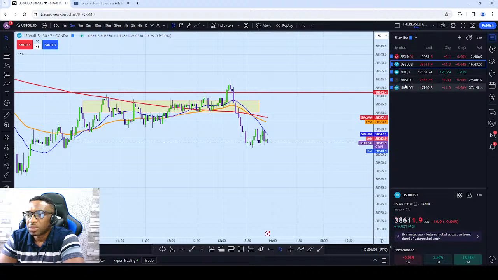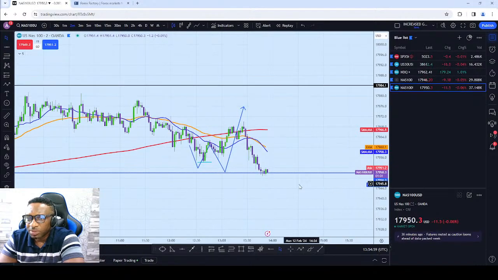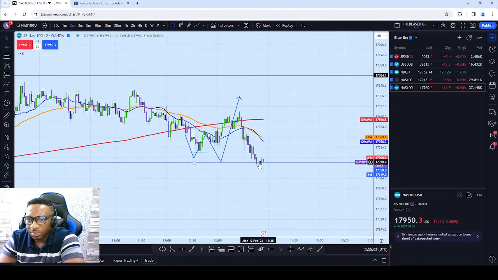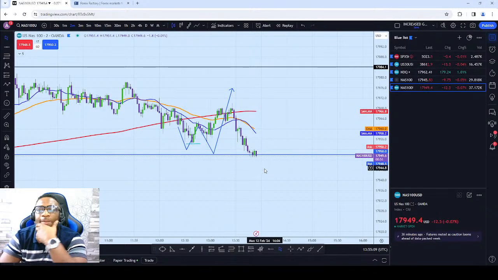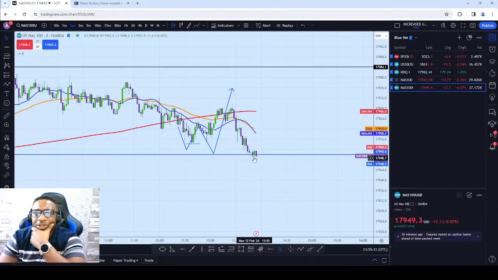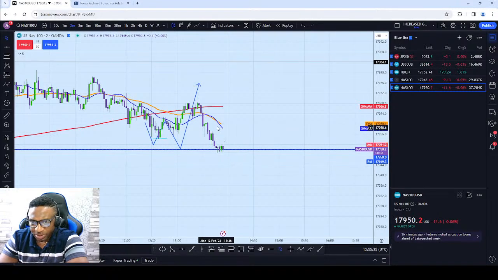Let's look at NASA. So as we have it here, NASA has come all the way back to the key level. So we'll see what happens from here. It's come all the way back to the key level, which we were kind of expecting earlier on, but it pushed up and now it's at the key level. We'll just wait to see what will happen from here.